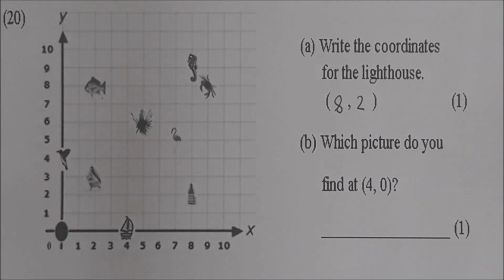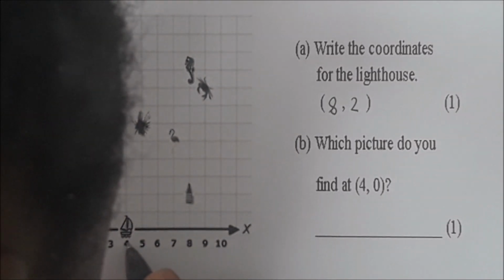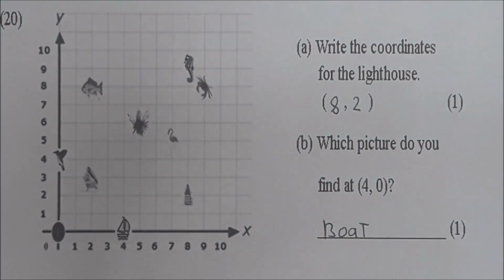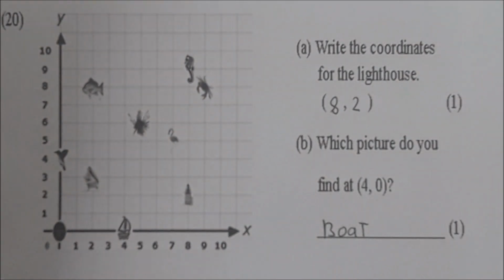Which picture do you find at coordinate 4, 0? The boat. Show us where that is. 4, right? That's 4, 0 right there. So write boat on the line. Very good. So hope your children at home got that correct.